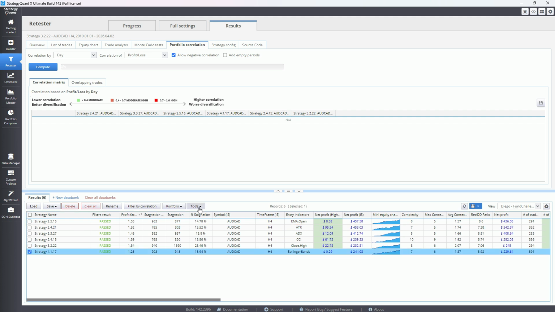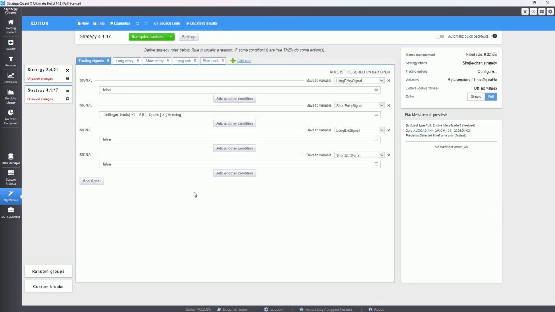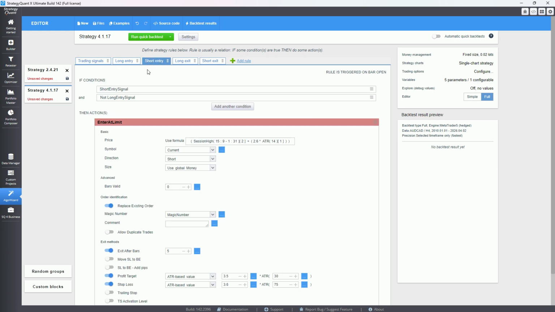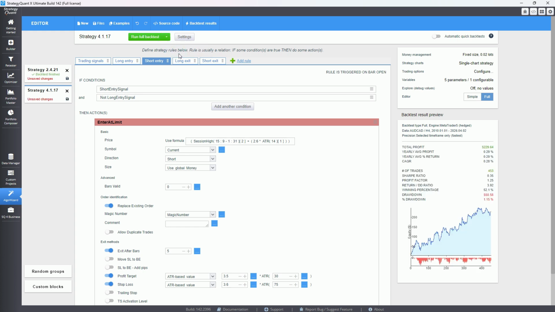If you check this one and edit strategy, here you can see the Bollinger Bands, right? So probably I would choose these two. Forex.